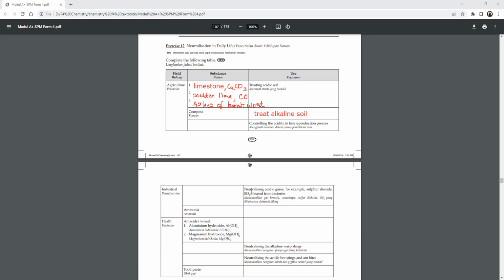In industry, neutralization of acidic gas, for example, sulfur dioxide released from the factory. This is acid, so you need to use alkali. Alkali is lime, right? CaO, calcium oxide. Lime powder or lime, it is okay.